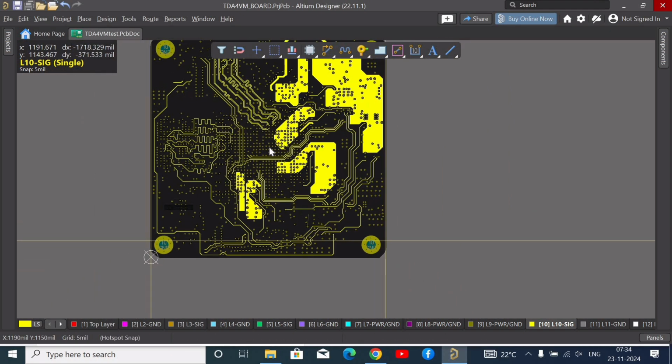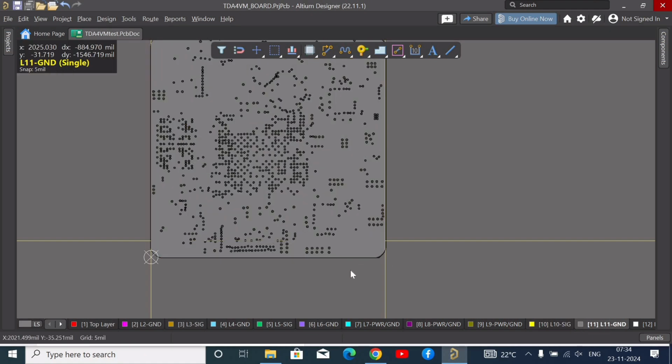I guess this might be the first time for you to notice this kind of routing: the pseudo differential pair routing for the power line feedback signals. And right after that we have this solid ground plane.